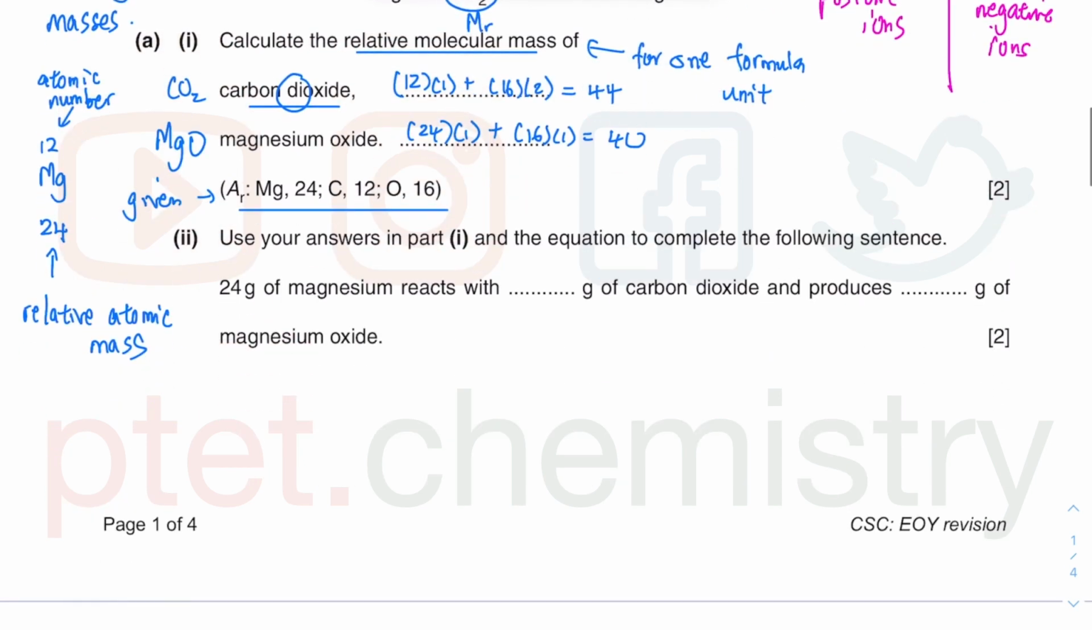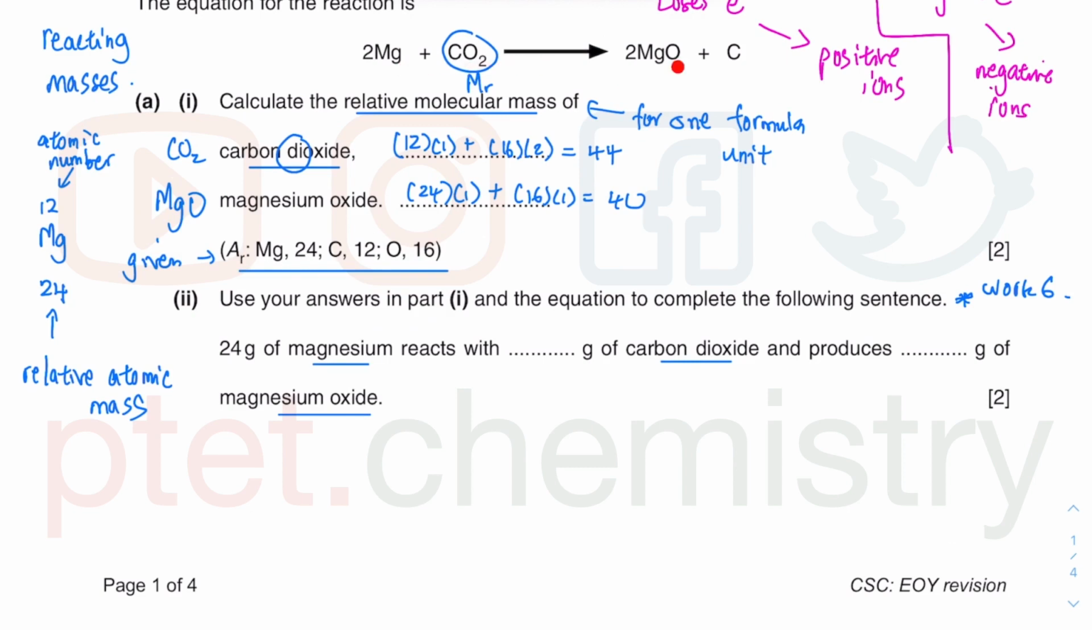The next question is the kind of question in your Work 6, very, very popular. I guarantee you 3 to 4 marks in an O-level exam. It's guaranteed, okay? So what you have is magnesium, carbon dioxide, and magnesium oxide. So you read from the equation. Do not just fill in the Mr. No, these are reacting masses. Reacting masses are not necessarily equal to Mr.